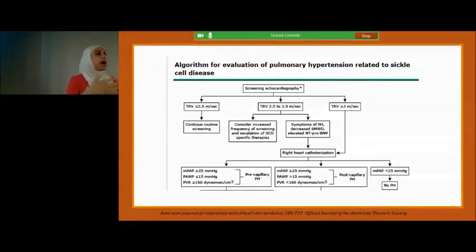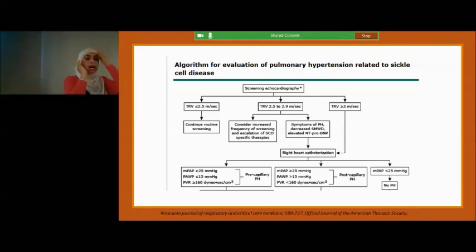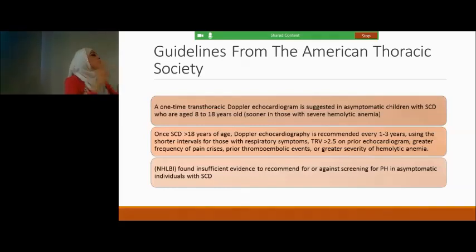If you have it between 2.5 and 2.9, you're going to do other ways of assessing for hypoxemia and pulmonary defects, by 6-minute walk test, by elevated BNPs. If it's positive, you do the right heart cath. And if it is more than 3, you're immediately going to send this patient to the cardiologist for right heart cath, because that number is associated with significant pulmonary hypertension and higher mortality. And as you can see, the guidelines from the American Thoracic Society do not recommend screening little kids by echo. Maybe at the age of 8 or more, you can start doing yearly echoes, unless, of course, you have a sick kid with recurrent acute chest syndrome episodes.